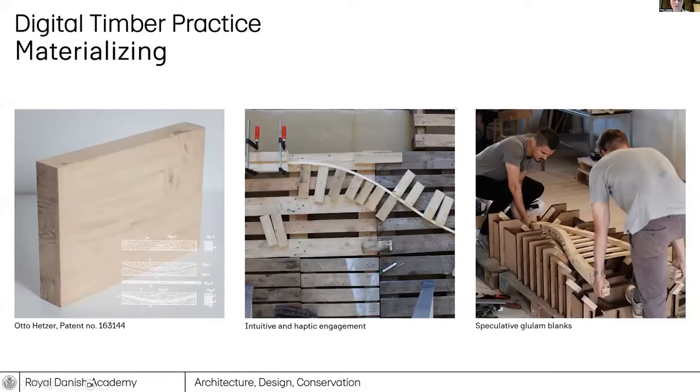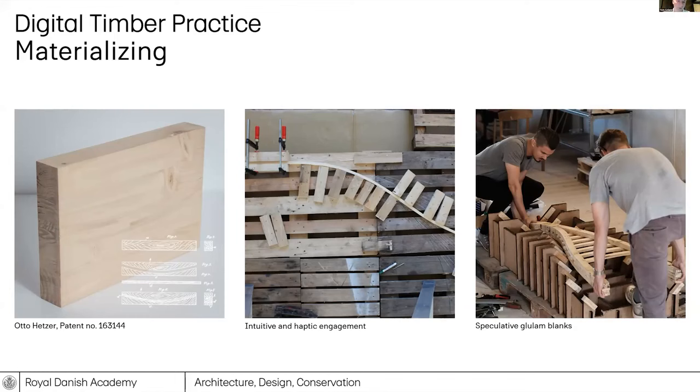And then shifting our eyes to the materialization of these complex glue lam objects, this began very intuitively and haptically. Initially I was inspired by some alternative patents by Otto Hetzer. As you know, Otto Hetzer was the father of glue lam, they say. He greatly popularized this method of laminating, gluing wood together in curves, to achieve larger and stiffer beams by aggregating small lamellas. But he also had some interesting ideas about how he might use the fiber direction and the tailored interior fiber direction of these laminated composites to optimize them for particular situations.